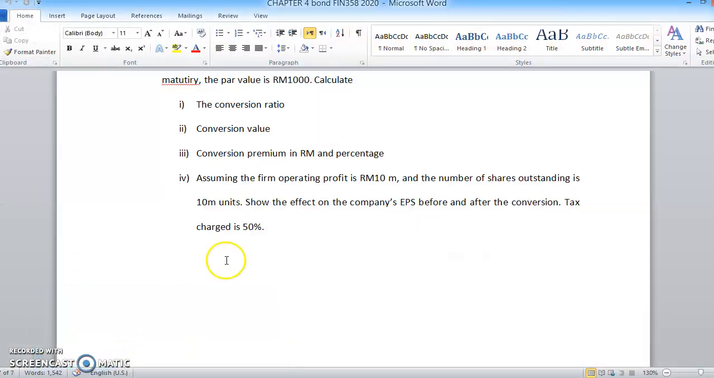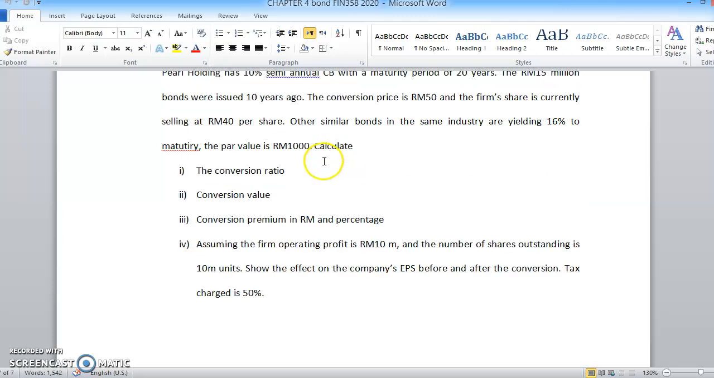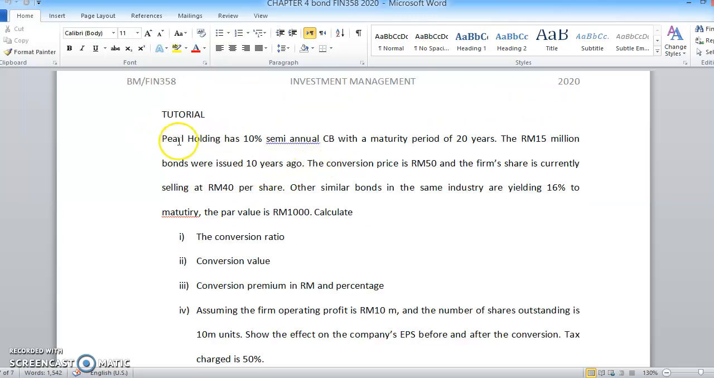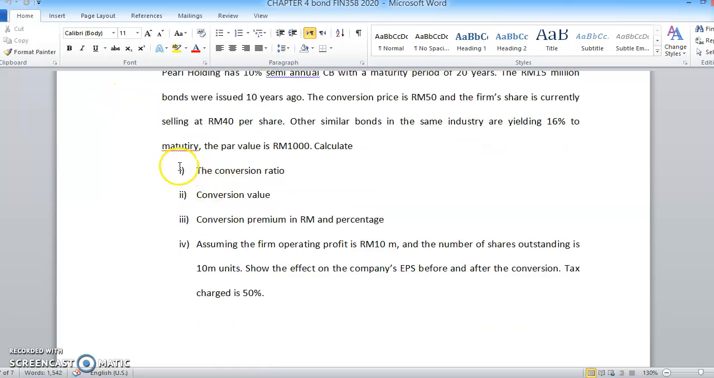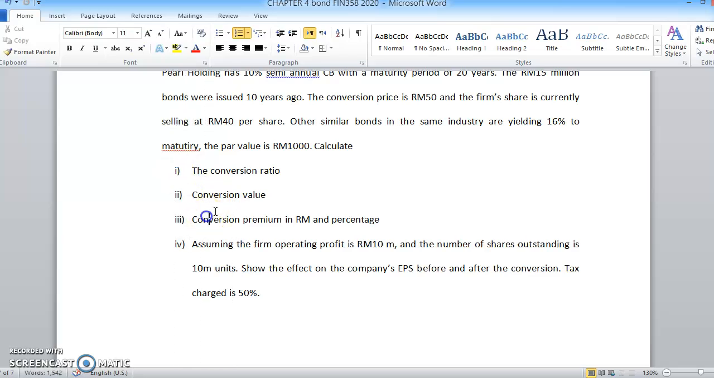Okay, here we go to the convertible bonds. Alright, so continue the Pearl Holdings questions. This one, the tutorial for Pearl Holdings convertible bonds. Okay, so we have done all the three questions.